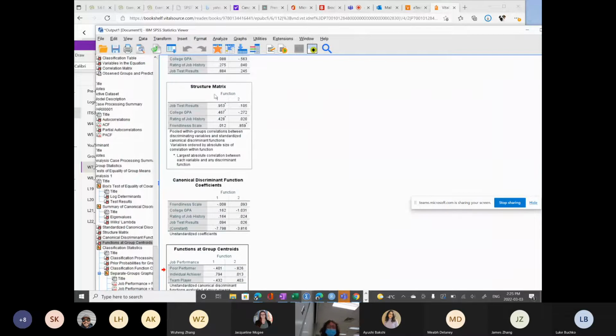Actually, I missed this structure matrix. It's also very important. This is a very important table. So now I'm going to explain this one. Copy the structure matrix.